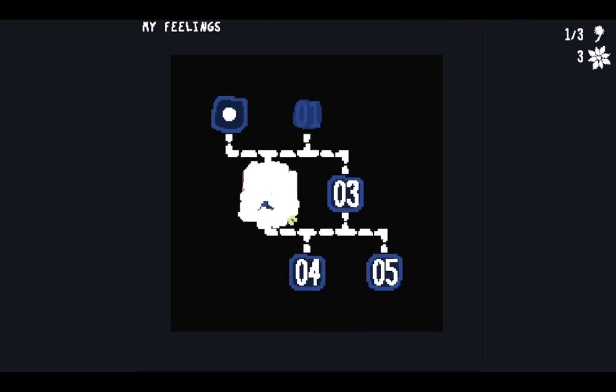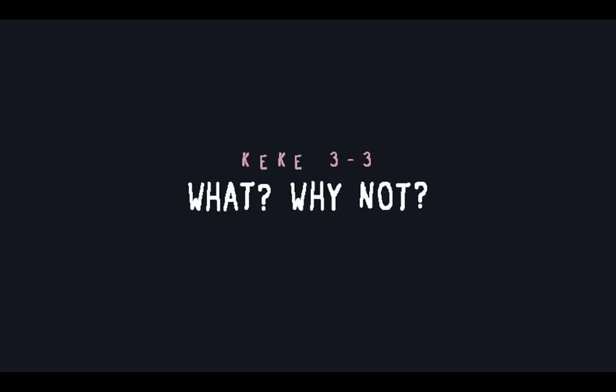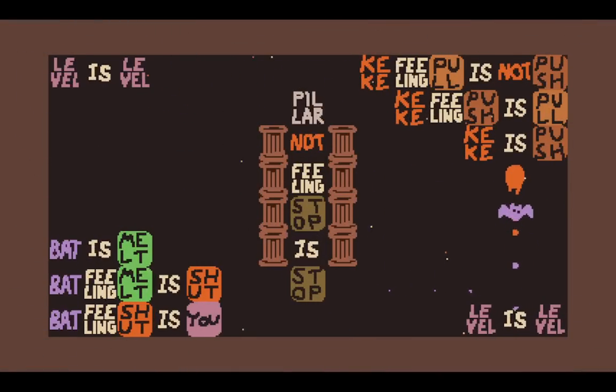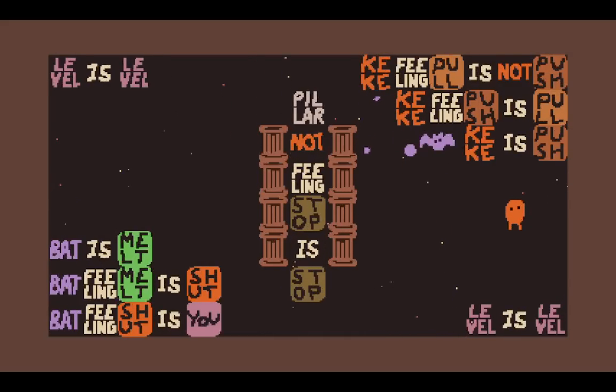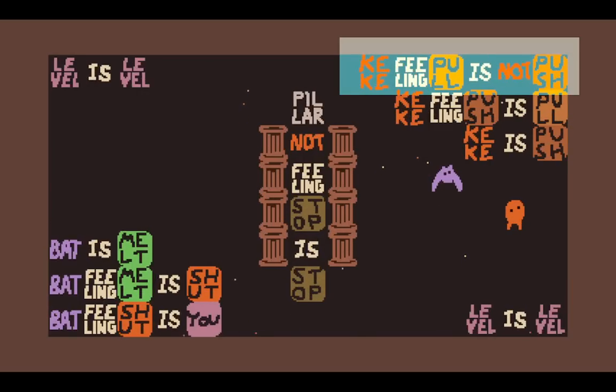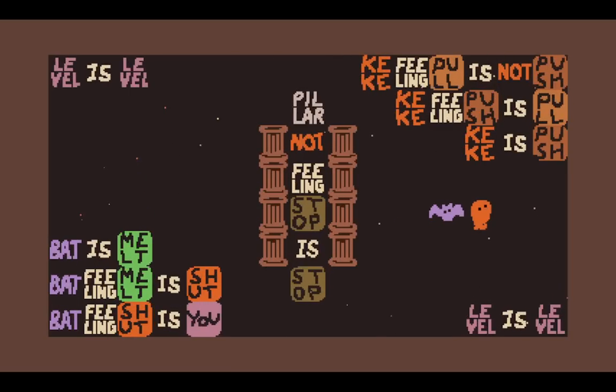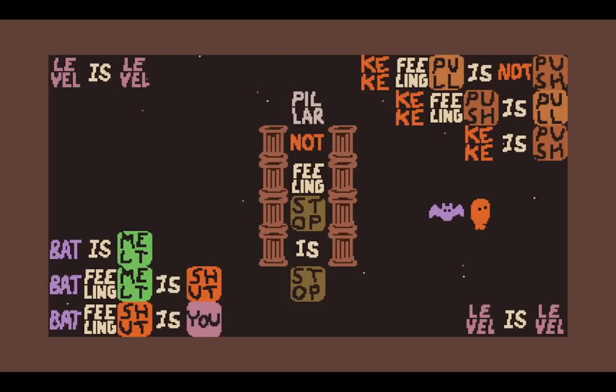So that's a completely normal level, makes sense with everything I know about feeling. What? Why not? Alright, so... This is very spaghetti. What is going on here? KEKE feeling push is pull. KEKE feeling was not push. Isn't this not true? Like, KEKE feeling pull is not push. It's clearly pulling right now. And it's also pushing, so I guess feeling is just magically spaghetti coded so that it doesn't cause infinite loops, because apparently it doesn't even loop.